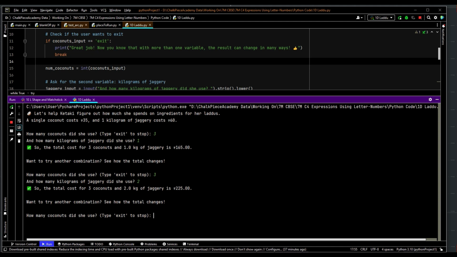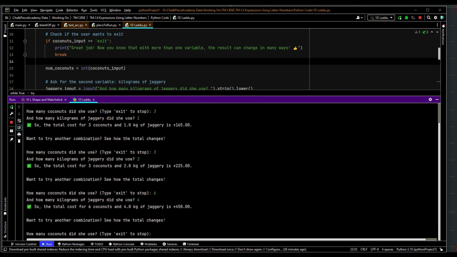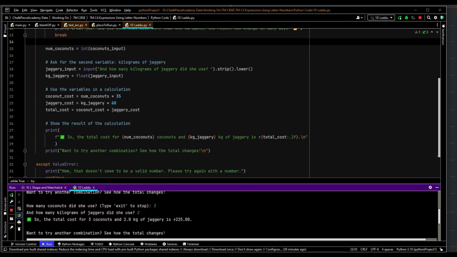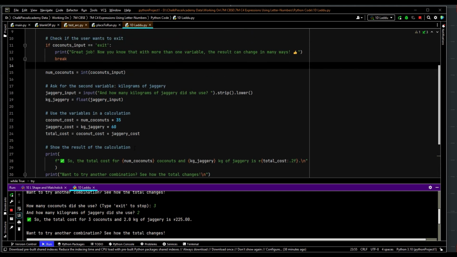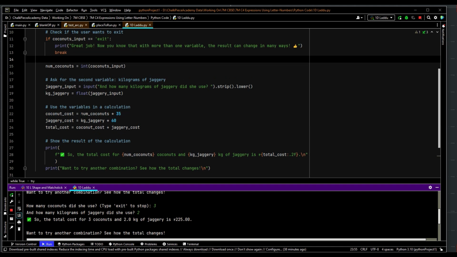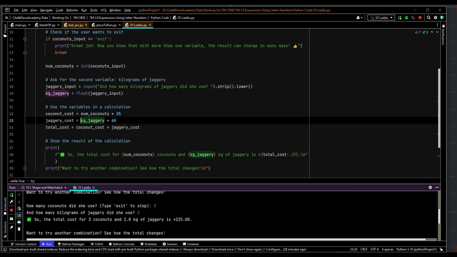Say I decide that, you know what, let me double it. Now I feel a bit confident. So let me take 6 coconuts and 4 kg jaggery. So what will be the amount? Obviously, when everything doubles, the cost will double, so I can just go with 450. Let's see if we are getting 450. Yes. So how is it that we are able to do this? We're able to do this because we have two variables: the number of coconuts and the kg of jaggery.